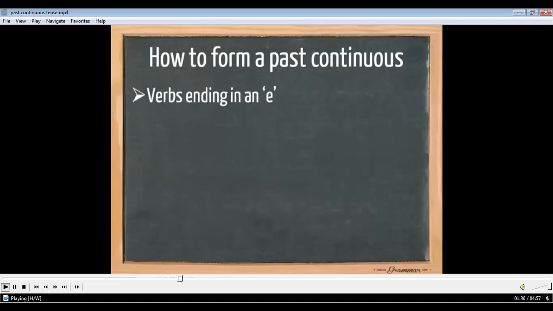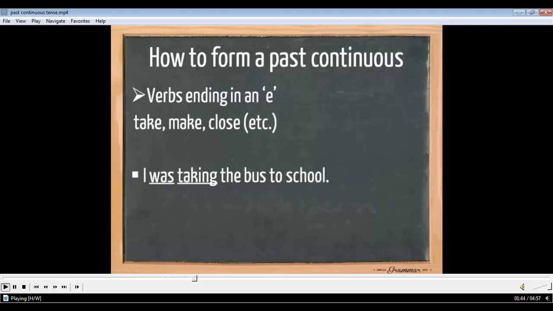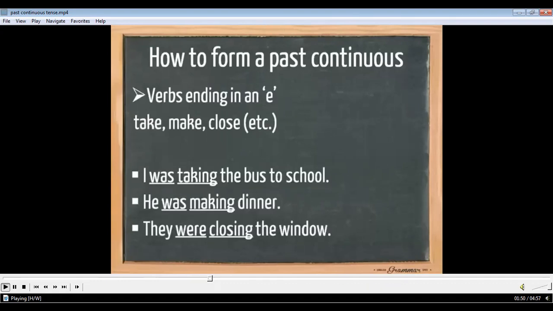Now we need to pay extra attention to verbs that end in an E, such as take, make, and close. These verbs drop their E. For example, I was taking the bus to school, he was making dinner, and they were closing the window. Please note that these verbs no longer have their E.